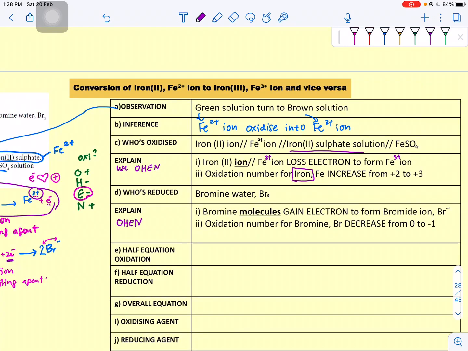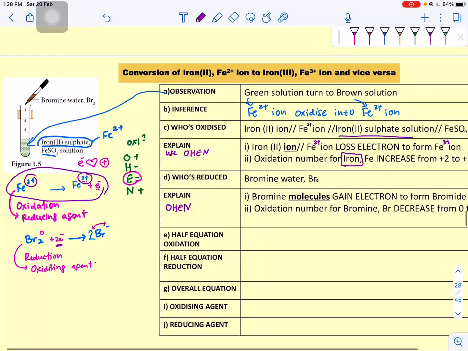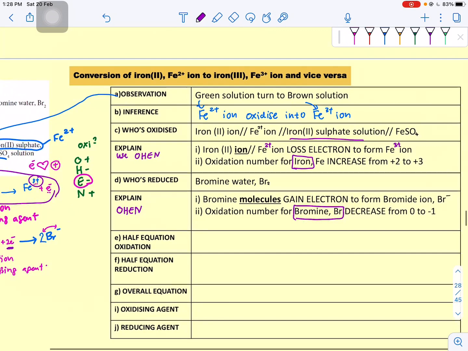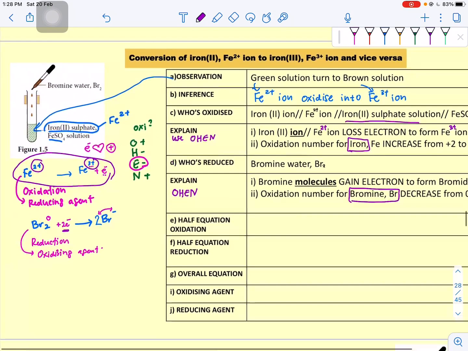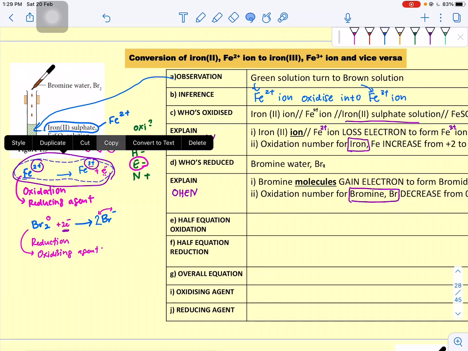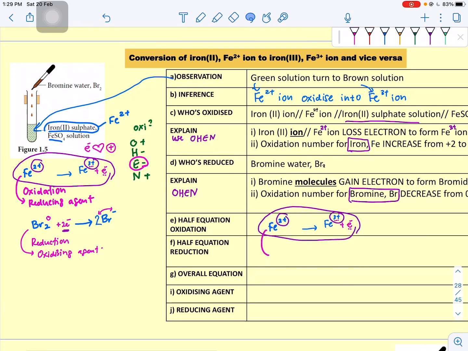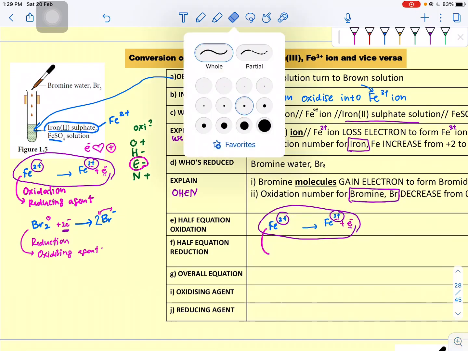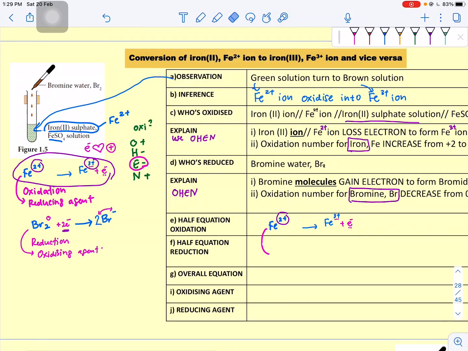Or it is also correct if I want to use oxidation number, because for the oxidation number of bromine, don't write it as Br2, it is bromine. Decrease from 0 to -1. Okay, now half equation oxidation. Half equation oxidation. So, we found it earlier. Okay, this is our half equation oxidation, where we have iron 2 turning to iron 3. Okay, this is half equation oxidation.